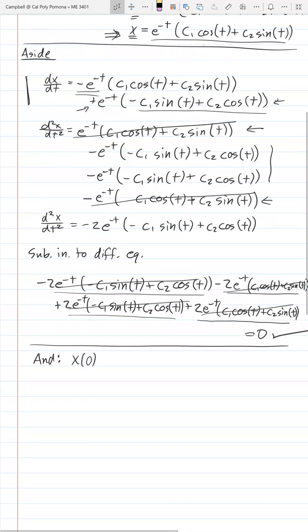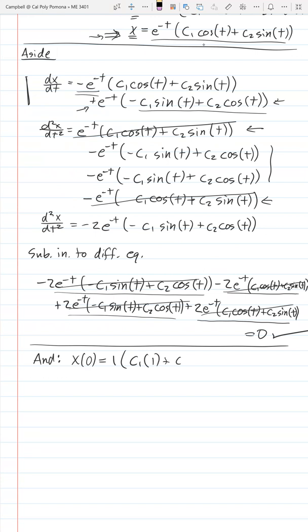So here I'll just bring that down. x at t equals 0. Well, plugging t equals 0 into this expression, clearly the exponential function just becomes 1. e is raised to 0, so it just becomes 1. Then we get a C1, and then we get a cosine of t equals 0. Cosine of 0 is just 1, so we get a 1.